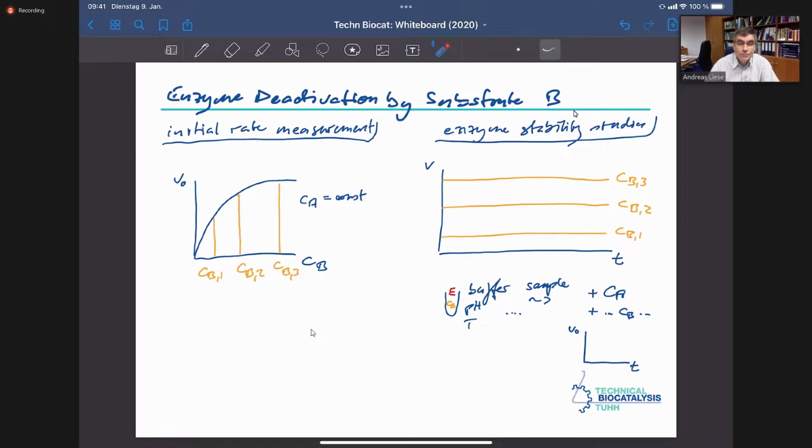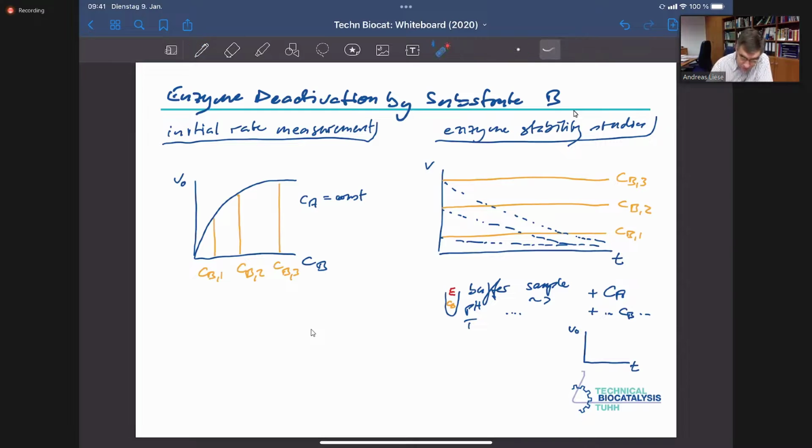Ideal situation. In a realistic case now, or in our special case we're studying right now, we do have enzyme deactivation by the second substrate B. So in other terms, we would not observe these orange curves you see here, but we would observe something like this. So deactivation with time. And these will for sure start at different levels because we have different substrate concentrations.